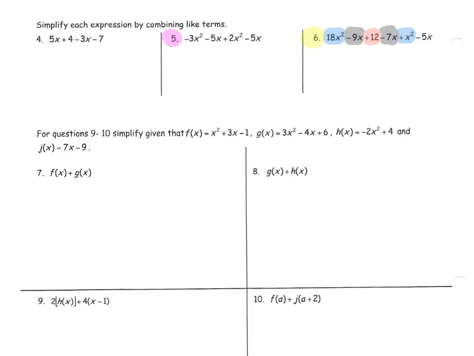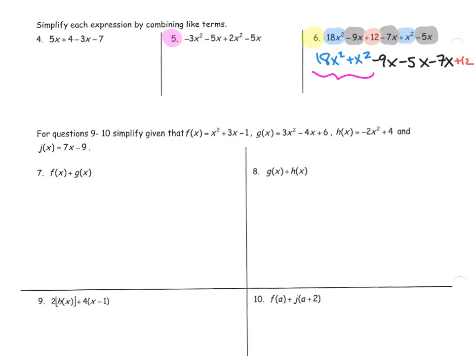And oh, look, I forgot one. That negative 5x as well when we combine like terms. Okay, so I'm just going to rewrite this out. We have 18x squared plus x squared minus 9x minus 5x minus 7x, and then that plus 12 is on its own. All right, let's start combining.